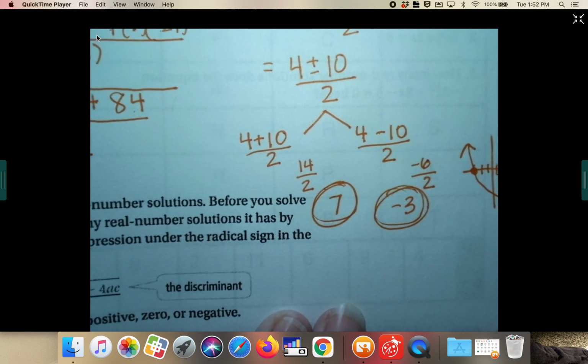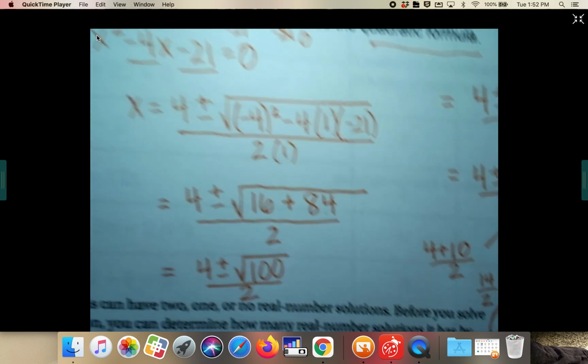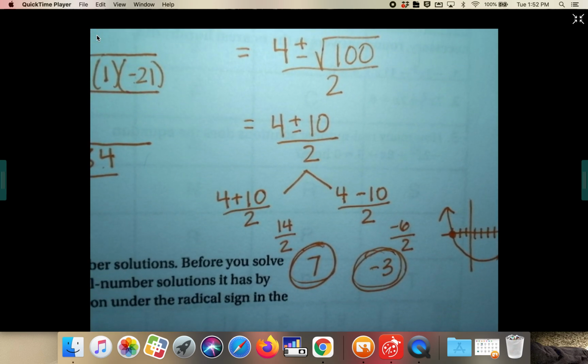We're finding the roots of our parabola, where they would cross the x-axis. Okay, so that whole big problem was to find two places where they cross the graph.